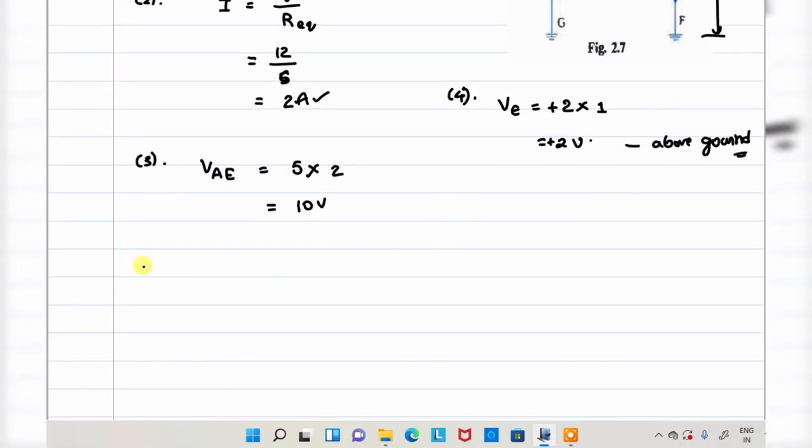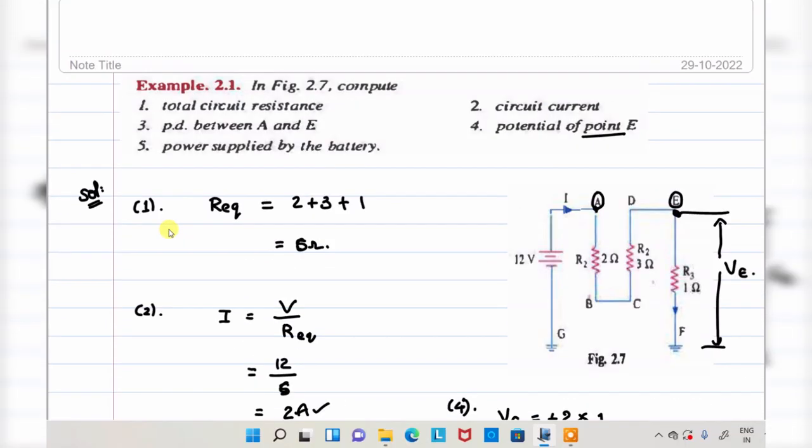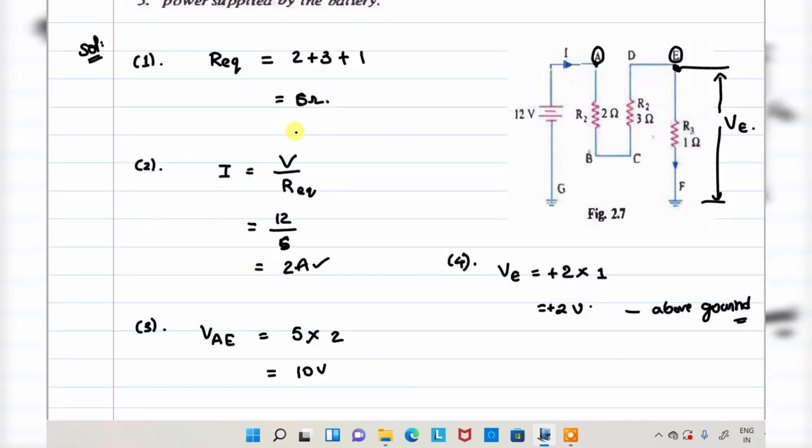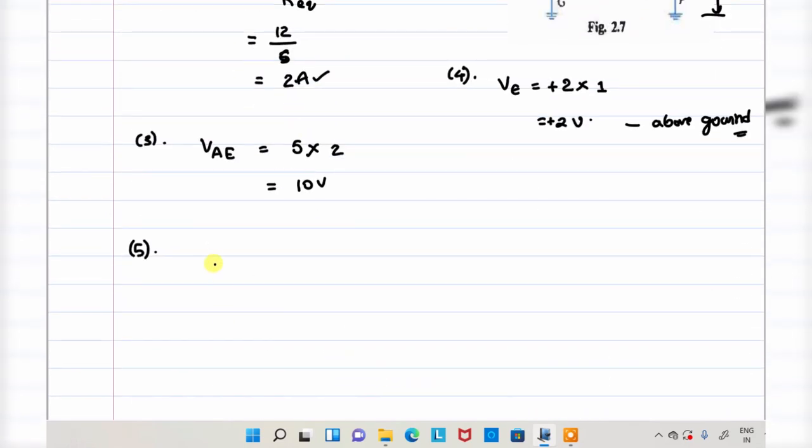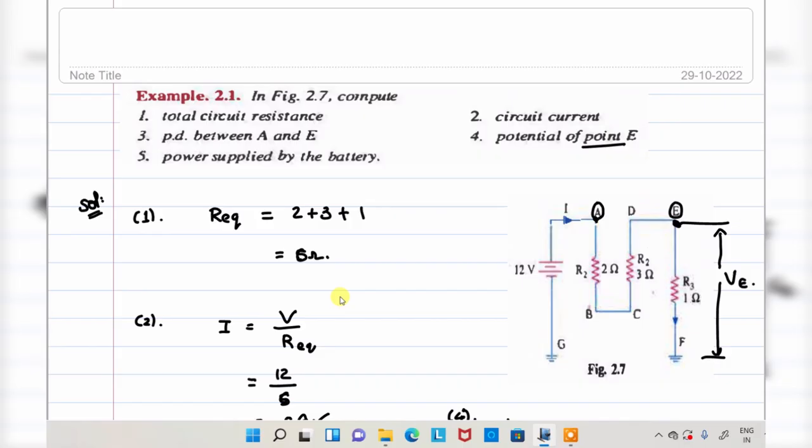Next, the fifth one: power supplied by the battery. Power supplied by the battery, P is equal to V into I. What about the V? 12 volt. What about the current? 2. That will be equivalent to 24 watts. Okay, this is the way you need to analyze the circuit.